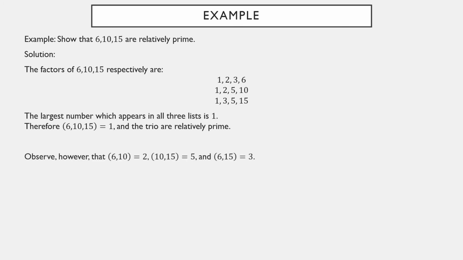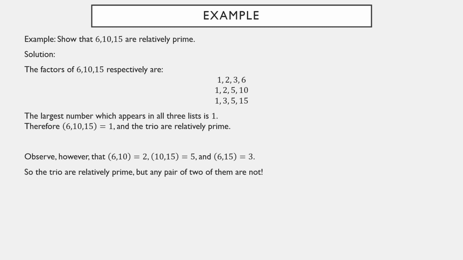But we should be cautious. If I was only looking for the greatest common factor of 6 and 10, I'd be looking at these 2 lists, and I'd see that 2 is the greatest common factor of 6 and 10. If I was only looking between 10 and 15, I'd see that 5 is the greatest common factor of 10 and 15. And between 6 and 15, we have 3 is the biggest common factor. So as pairs, they are not relatively prime, but the triple is.